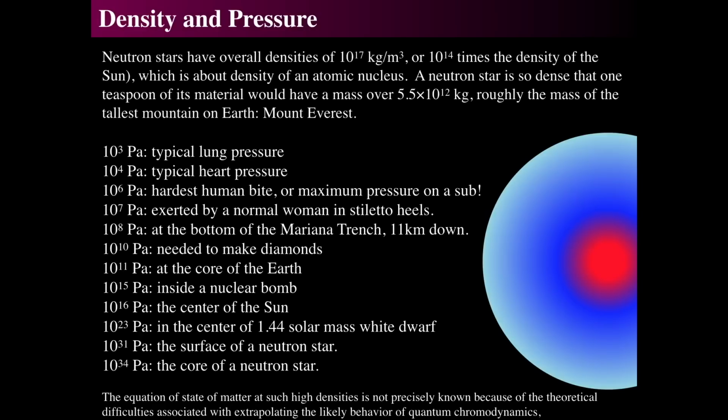So a neutron star is so dense that 1 teaspoon, which is about the same size as a cube of sugar, would have the mass of the tallest mountain on Earth, all of Mount Everest, all in one place. So take Mount Everest, compress it down to something half the size of a cube of sugar, and you've got the density of a neutron star. Now, that means the pressures are incredibly, incredibly high. Just one last thing about the density.